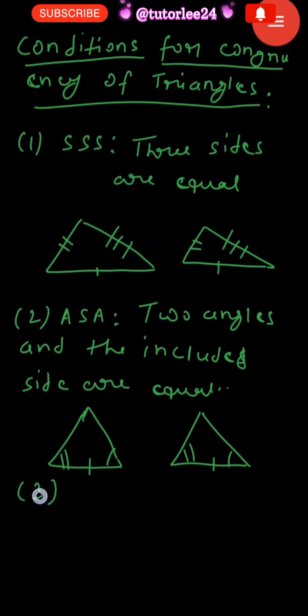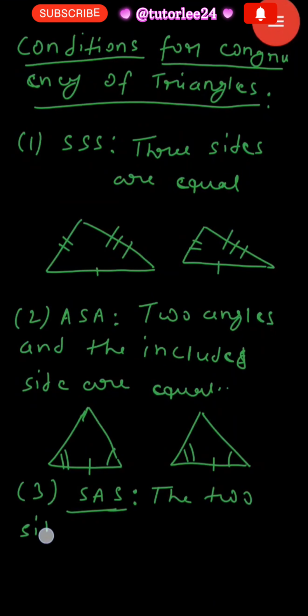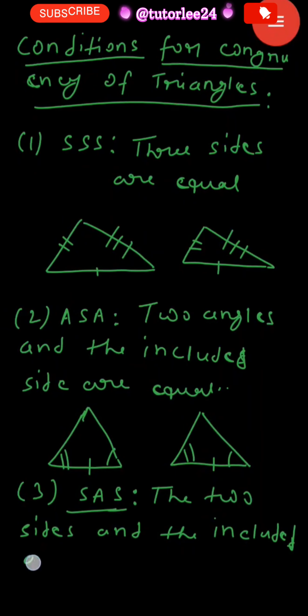The third condition is SAS. SAS means side angle side congruency. Side angle side means two sides and the included angle are equal. This time the two sides and the included angle are equal.